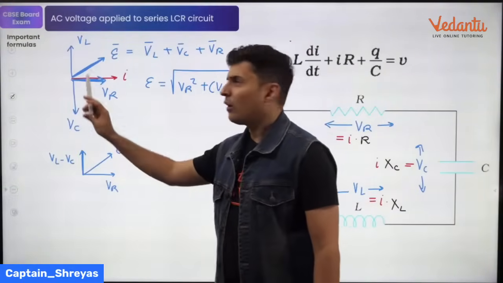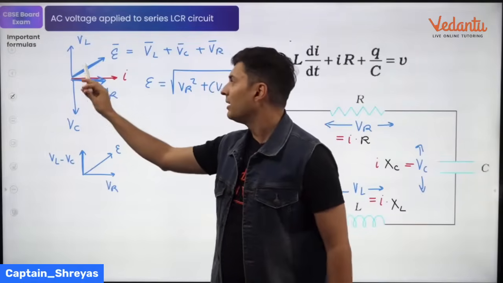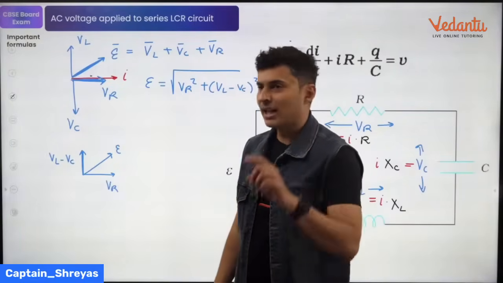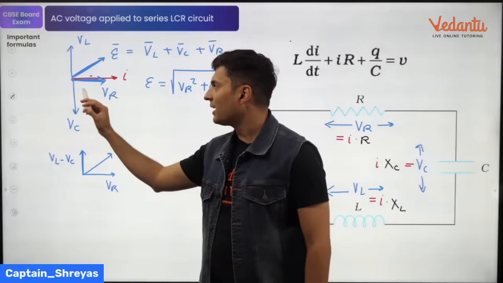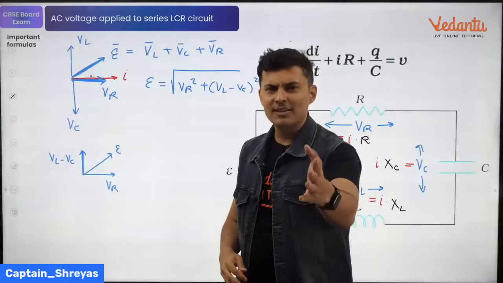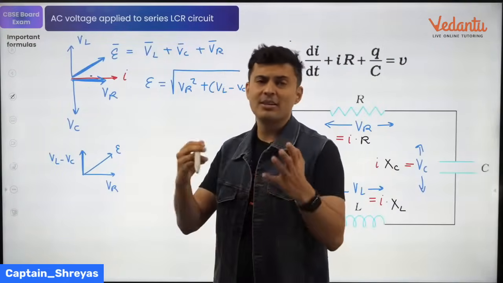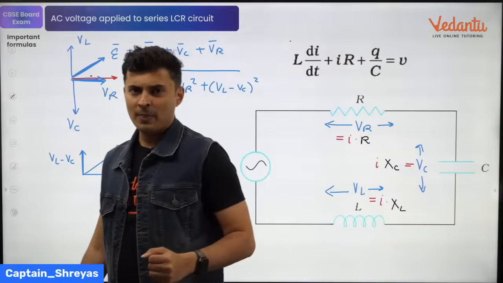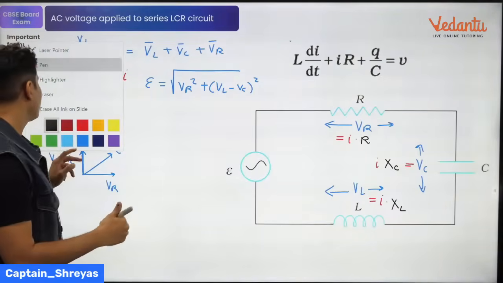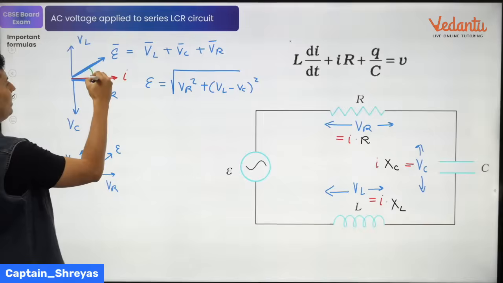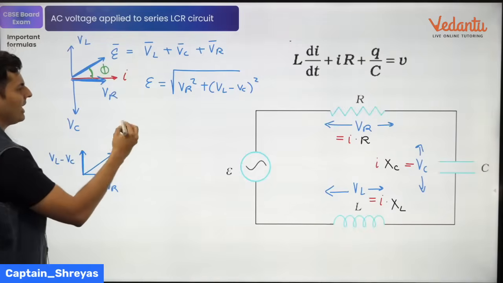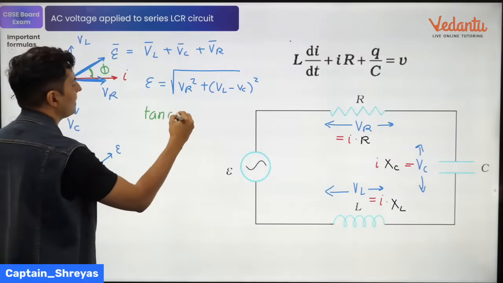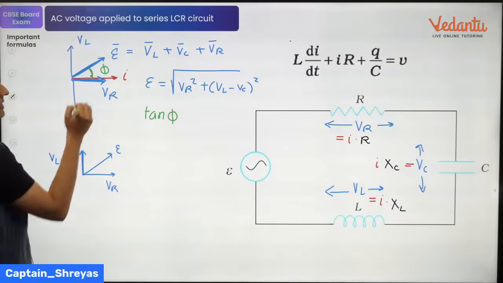For an inductor, voltage is always ahead of the current by 90 degrees. For a capacitor, voltage is always behind the current by 90 degrees. Resistor's voltage is always in phase with the current. The net EMF might make a certain angle, I do not know how much angle, but it will make a certain angle, and that angle can be easily found. That is the total phase difference between the voltage and the current.